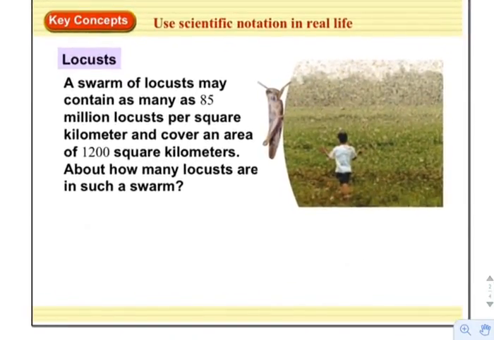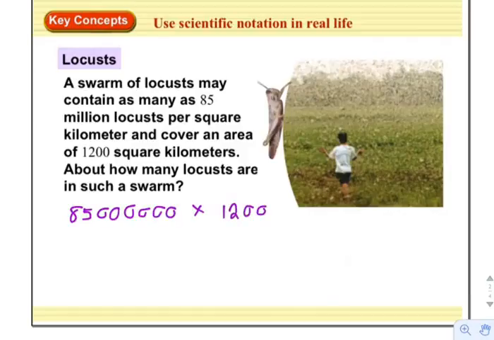The other part of this unit that we need to go over is scientific notation. And some of you should have seen scientific notation in Algebra 1, but just to make sure, scientific notation basically lets us take the amount of zeros after a number and simplify it down to the value 10 to a particular power. So this example says a swarm of locusts may contain as many as 85 million locusts per square kilometer and cover an area of 1,200 square kilometers. How many locusts are in such a swarm? So this is a basic area problem. It's 85 million times 1,200.